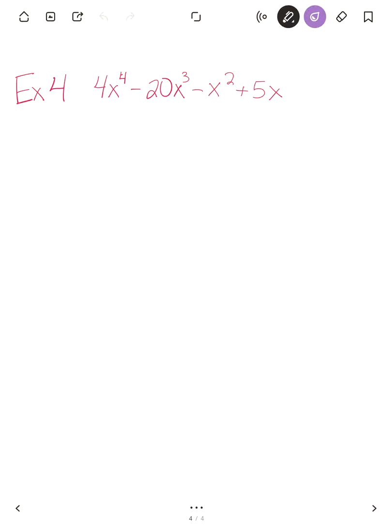Okay, one more question. I have example 4. If I look at all 4 terms, each one has an x, so I'm going to factor out an x first. So when I do that, I get, and I'm going to use brackets, 4x cubed minus 20x squared minus x plus 5. And again, I'm using brackets.